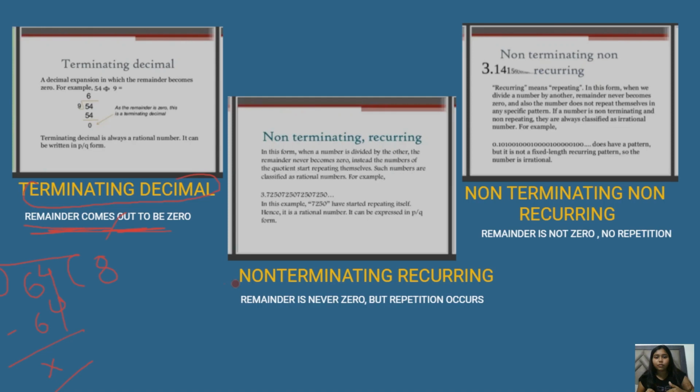Now we look at the non-terminating recurring decimal expansion. Let's know the meaning of non-terminating: the division does not terminate. It means the remainder is never equal to 0 in this case. That is the meaning of non-terminating, and recurring itself means repetition. For example, if we take 10 divided by 3, the same example we have taken in the other slide.